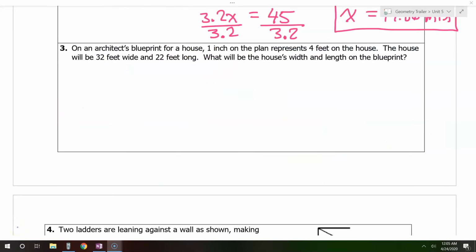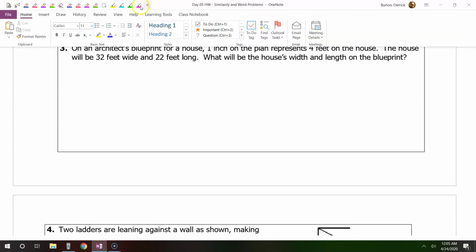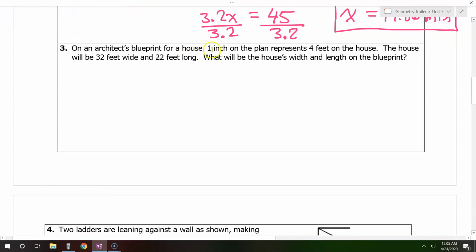Let's practice that again. On an architect's blueprint for a house, 1 inch on the plan represents 4 feet on the house. The house will be 32 feet wide and 22 feet long. What will be the house's width and length on the blueprint? I like to color code these things.